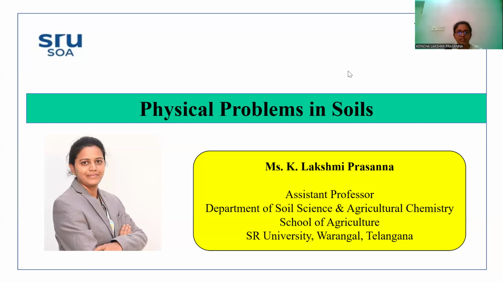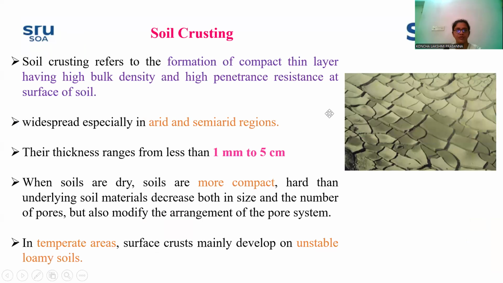Some of the physical problems in soil are soil compaction, soil crusting, soil erosion, and soil degradation, which are discussed in the further slides in detail. So first constraint is soil compaction. Soil compaction refers to the formation of a thin compact layer having high bulk density and high penetration resistance at the surface of soil. It is mostly present in the arid and semi-arid regions. Their thickness ranges from less than 1 mm to 5 centimeters.